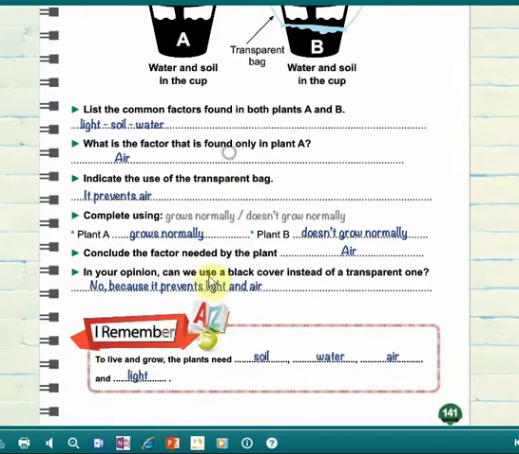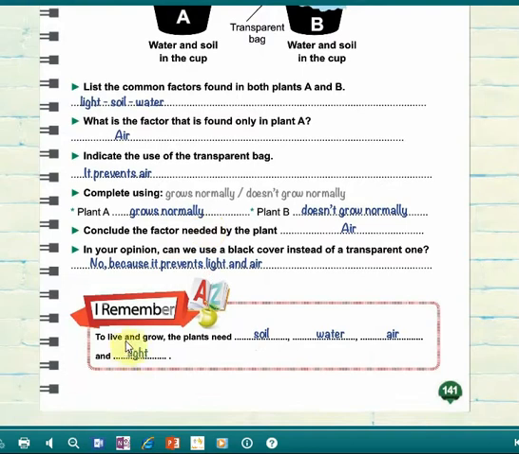Okay? Finally, we can deduce that to live and grow, the plants need soil, water, air, and light. You have to memorize this conclusion very well.